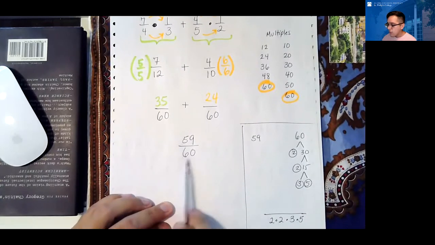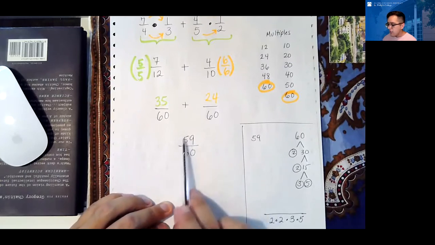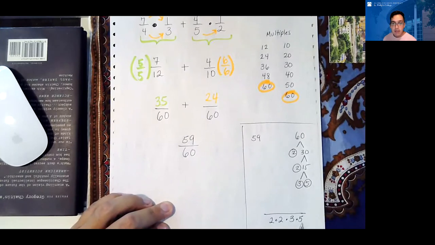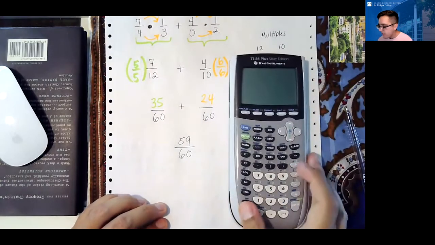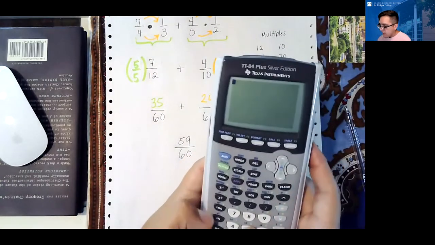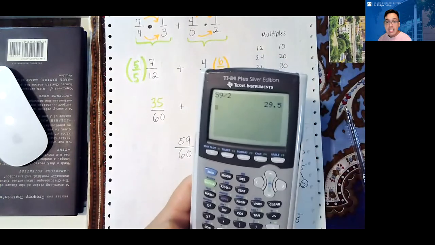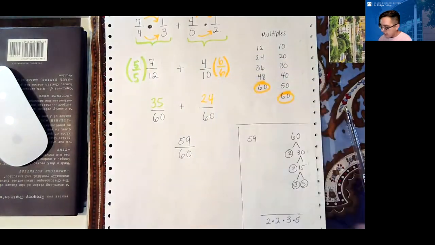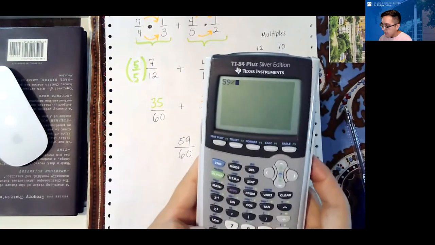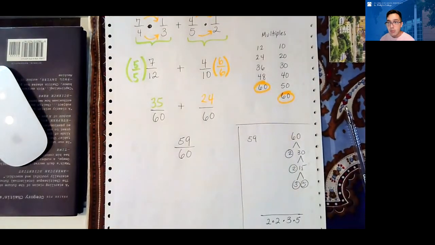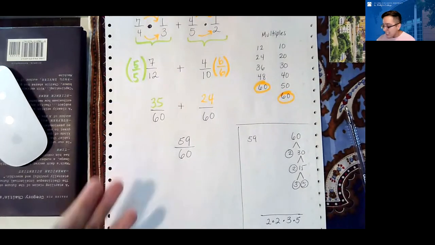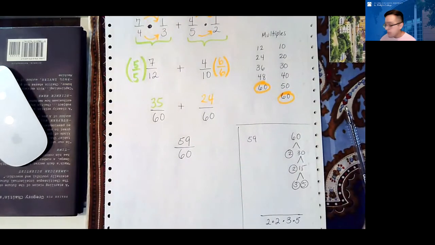And so if this is going to reduce, then this 59 would have to be divisible by either 2, 3, or 5. So that's all I have to check in my calculator to see if I can reduce this fraction. So I could just go to my calculator now and say, okay, let's see if 59 is divisible by 2. It's not. We don't get a whole number. Let's see if it's divisible by 3. 59 divided by 3. Not divisible there. And it's not divisible by 5 because the multiples of 5 end in 5 or 0. So this has to be a fully simplified fraction. 59 must be prime. So we're done here.